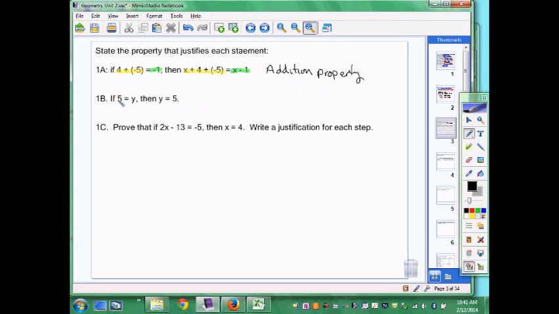When we look at if 5 equals y, then y equals 5. What changed between this part and this part? They were switched. And when we just flip things around the equal sign, that's the symmetric property.